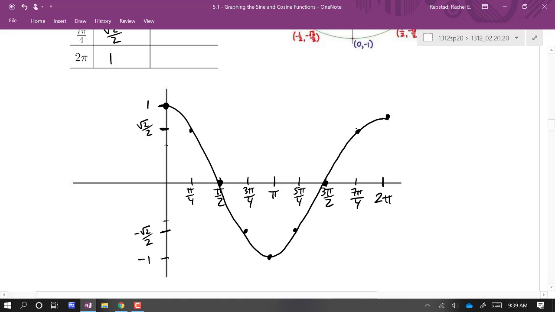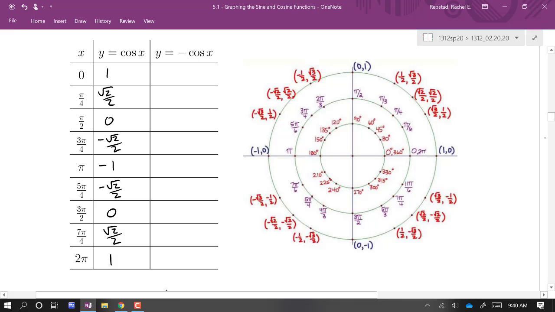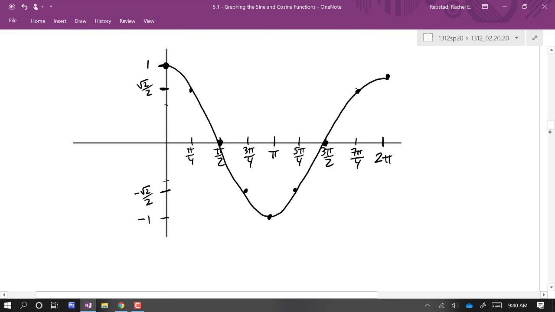If I kept going, if I tracked what was going on at 9 pi over 4 and 5 pi over 2, it would just come back down around and we'd see it's really the same kind of wave. It just starts in a different spot. And again, we could think of it the same way: if this is like a wheel that is free to spin around, and I mark a point and track what it's doing as it spins around, keeping track of the x coordinates, that's what this graph shows us.